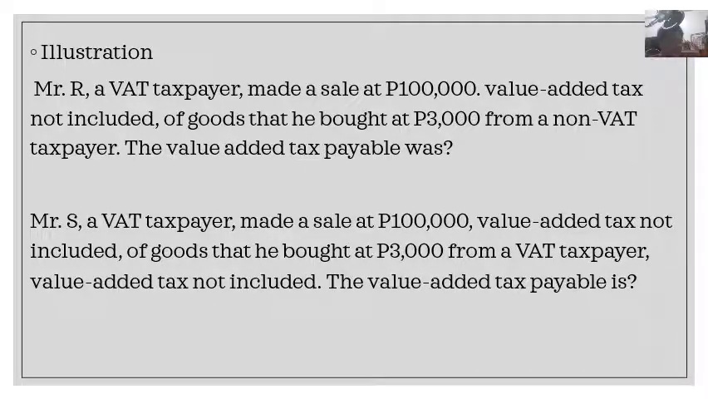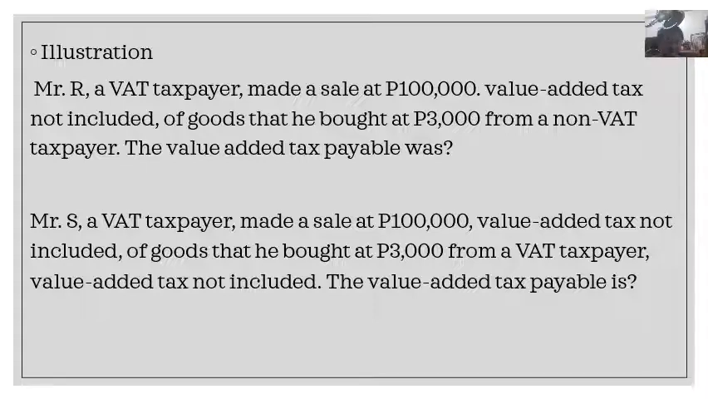So, just in case na medyo nalito kayo doon sa previous problem, pwede nyo namang i-replay. Ulit-ulitin lang yung portion na yon. I suggest, isulat nyo na lang yung sinabi ko. Mr. R, a VAT taxpayer, made a sale at 100,000. The value-added tax not included of goods that he bought at 3,000 from a non-VAT taxpayer. Magkano ang VAT payable?